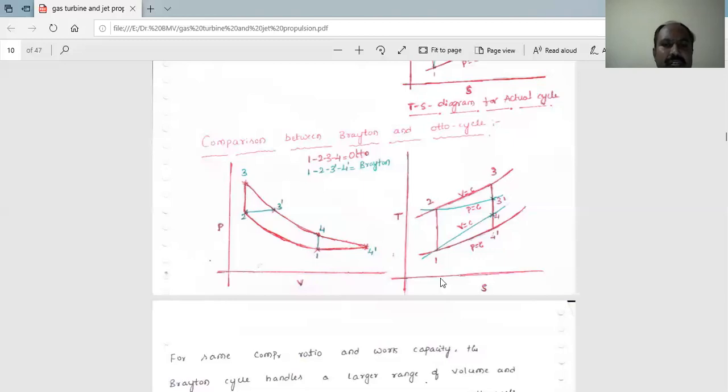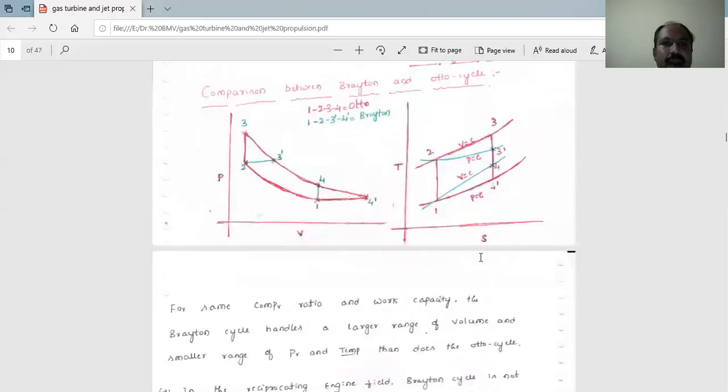Similarly for the TS diagram, 1, 2, 3, 4 is the Otto cycle, a constant volume cycle. Then 1, 2, 3 dash and 4 dash you can call the Brayton cycle, the area representing the Brayton cycle. This is the PV and TS diagram of the Brayton and Otto cycle.